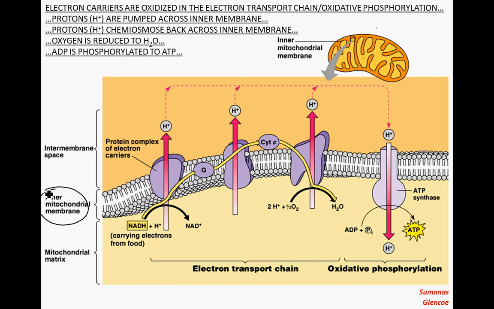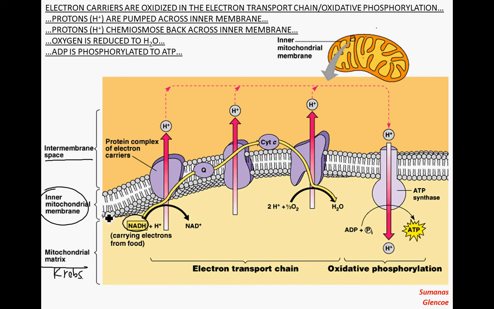So let's orient ourselves. This is the intermembrane space. And here's the mitochondrial matrix where the Krebs cycle is occurring. Since the Krebs cycle is occurring in the matrix of the mitochondrion, we're going to have this NADH being produced here. Let's look at this membrane again real quick before we get started.